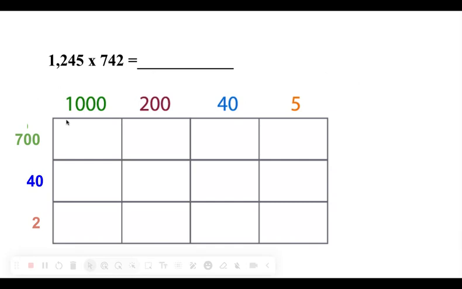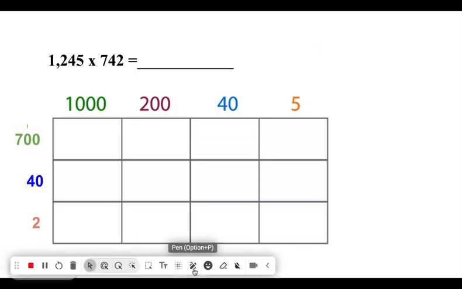So first of all, we have our box. We need 4 boxes going across and 3 going down because we're going to write the numbers in expanded form. So 1,245 in expanded form is 1,000 plus 200 plus 40 plus 5. Then we write the 742 in expanded form going down, vertical. So 700 plus 40 plus 2.